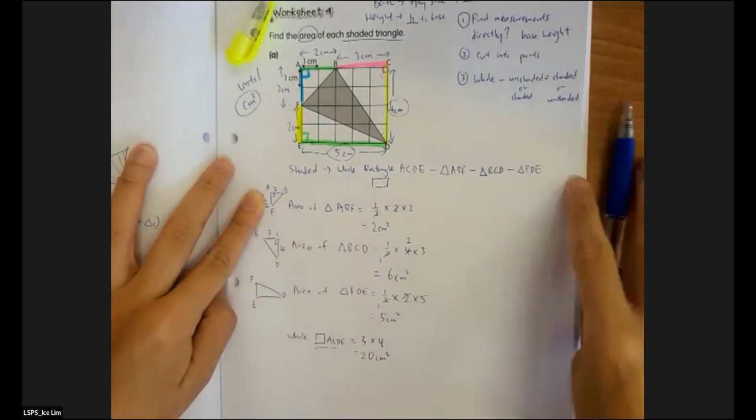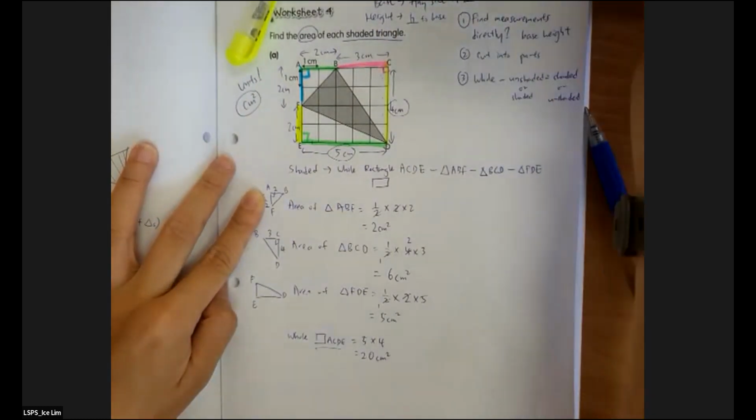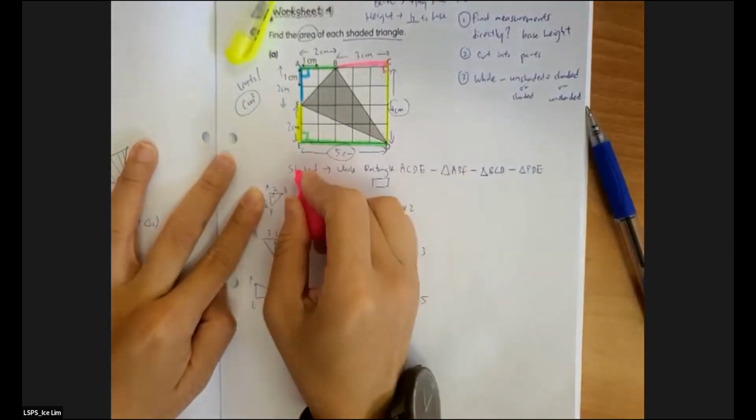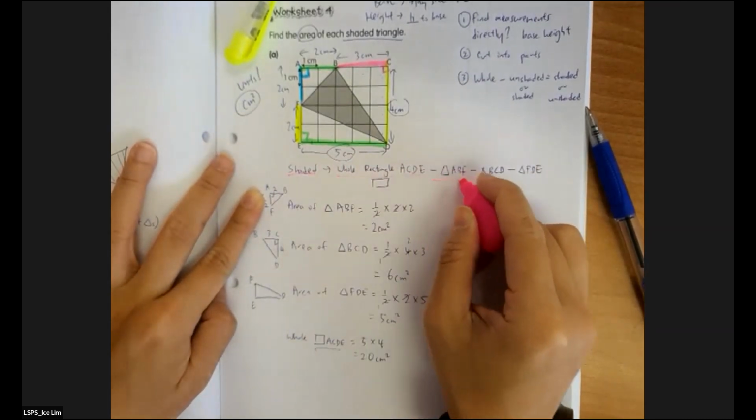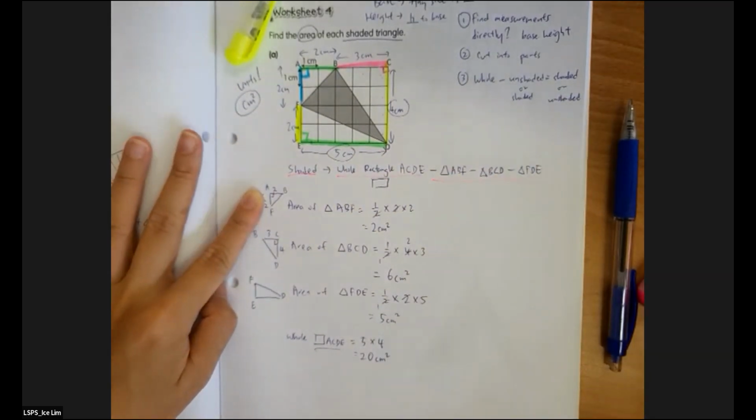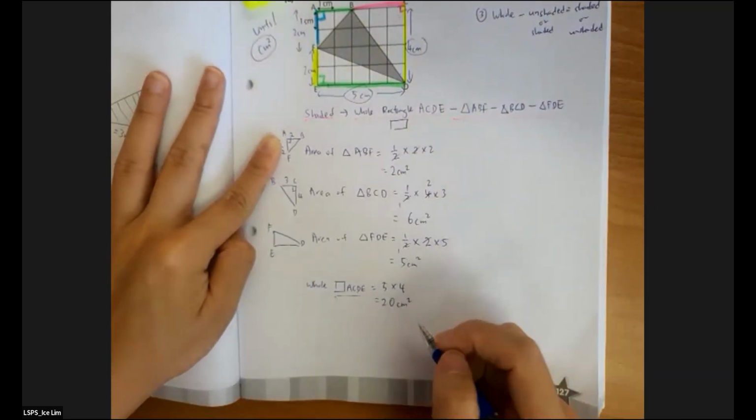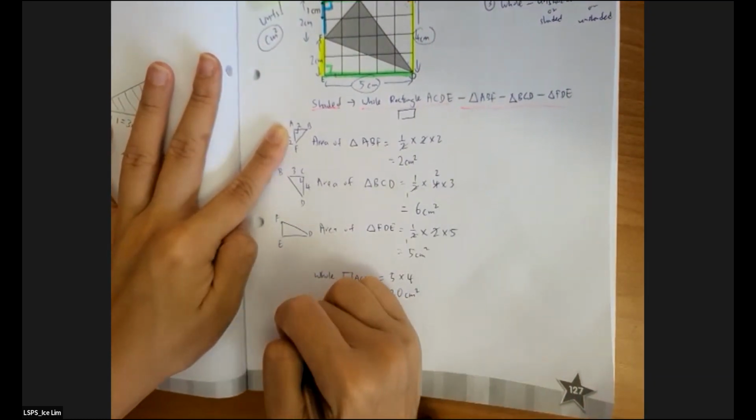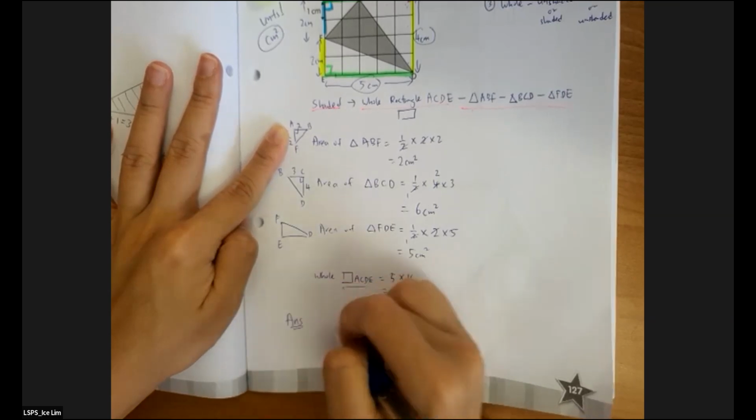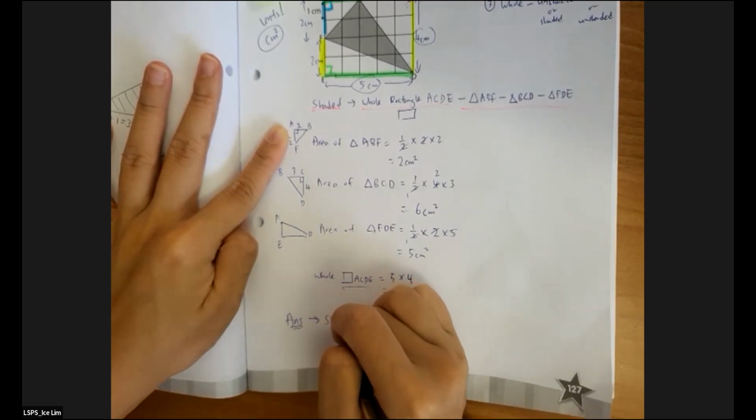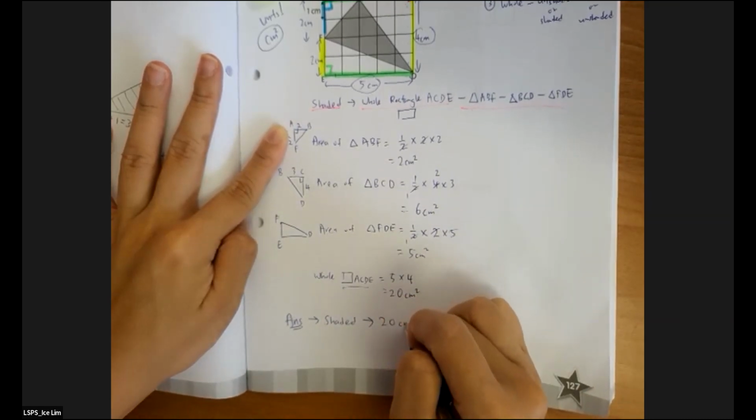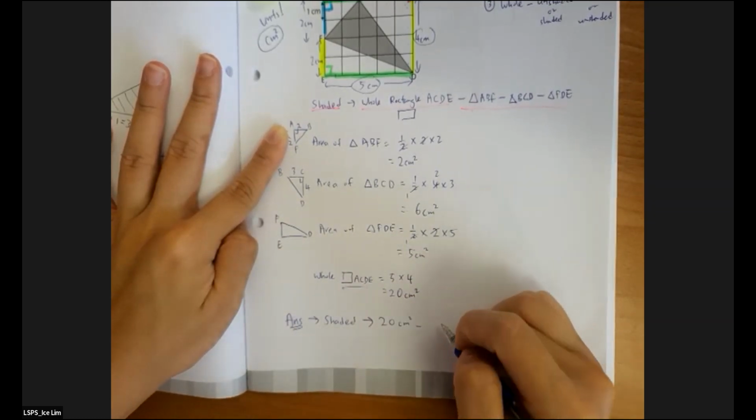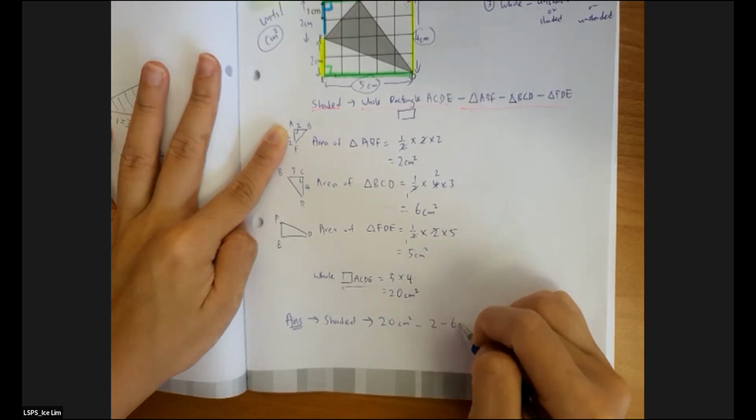I go back to the first sentence, which is the key phrase that we use to solve. So I want to find the shaded part. I use the whole rectangle minus all the little parts. So now the final answer, I write my answer here. The answer is, I want the shaded part. That means I take the whole, there's 20 square centimeter, minus 2 minus 6 minus 5.